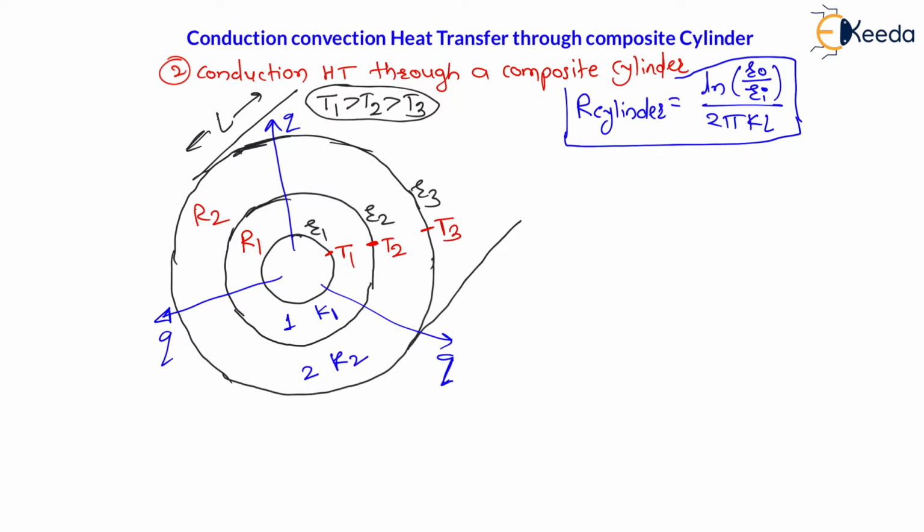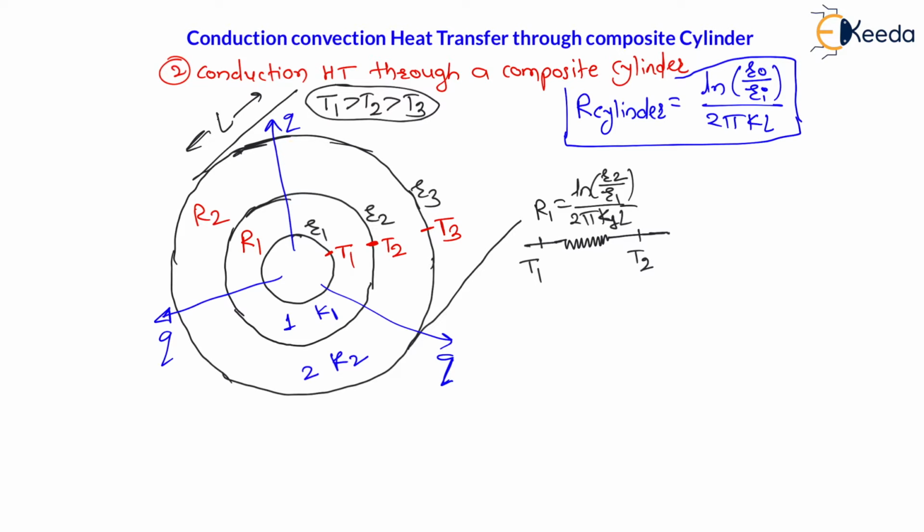If I draw the circuit here, between temperature T1 and T2 there is the first cylinder of thermal conductivity K1. Therefore, there will be a first cylinder resistance R1 between temperature T1 and T2. The resistance through the cylinder is ln of outside radius divided by inside radius, divided by 2 pi KL. Therefore, for the first cylinder it will be equal to ln of R2 divided by R1, divided by 2 pi K1 L. This is how the conduction resistance of the first cylinder is calculated.